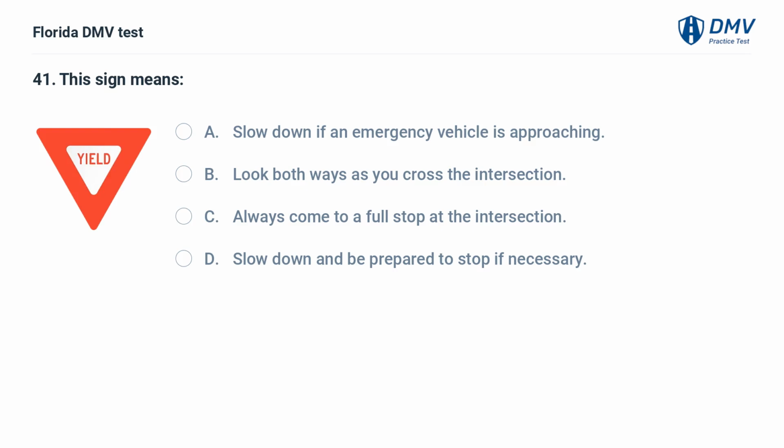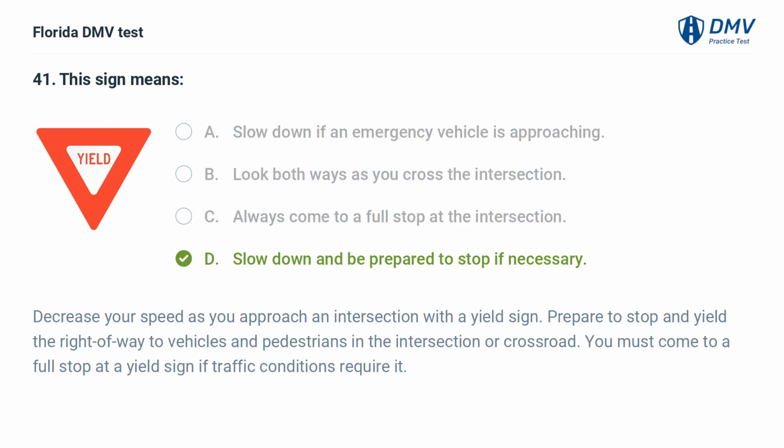This sign means A. slow down if an emergency vehicle is approaching. B. look both ways as you cross the intersection. C. always come to a full stop at the intersection. D. slow down and be prepared to stop if necessary.